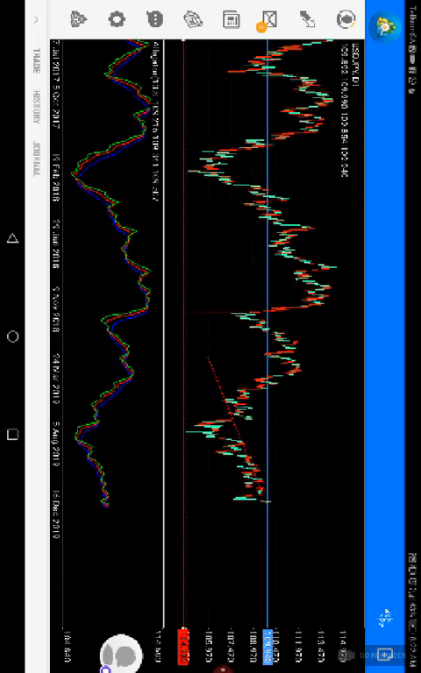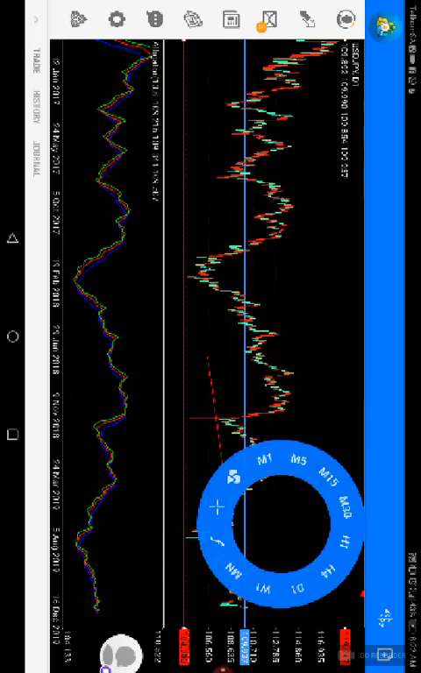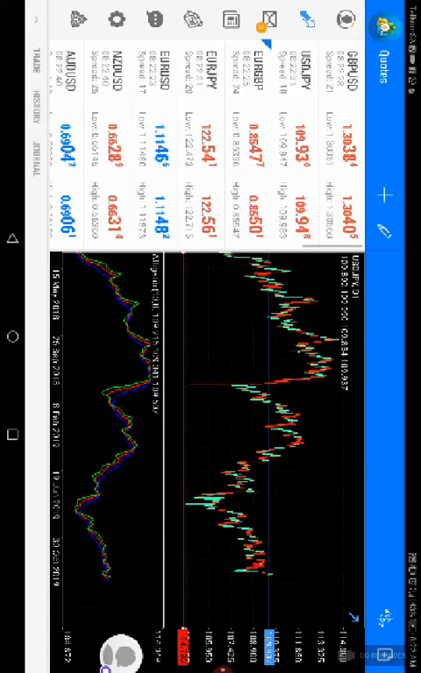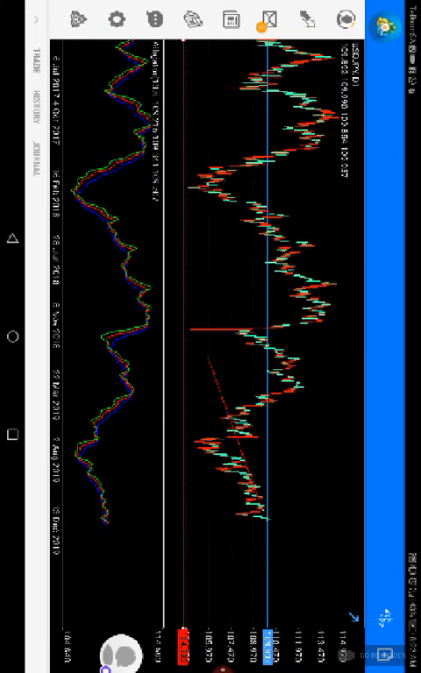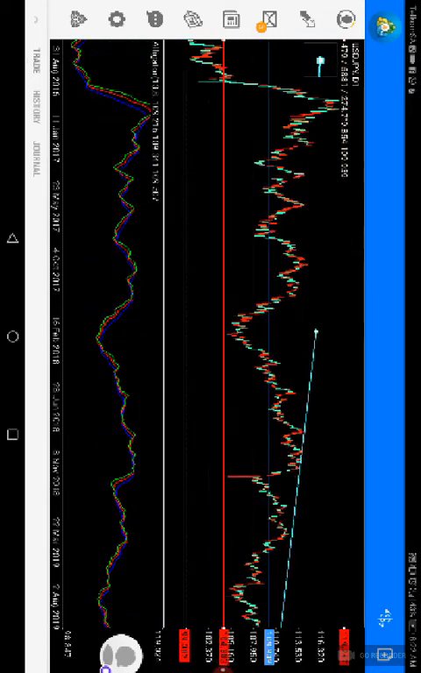Okay, but let's go back. On this platform, I'm not sure why, but on my PC also, when I go into the next time frame, my lines do not show. But let's draw another. Now I'm going to use the arrow. We're drawing a trend line.